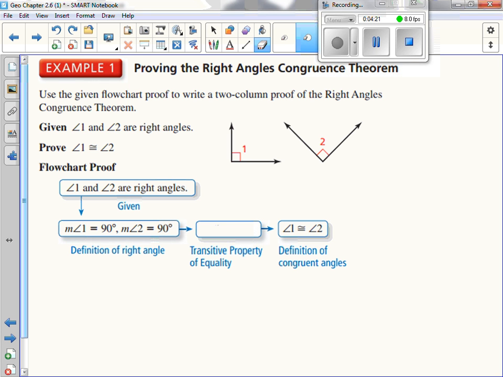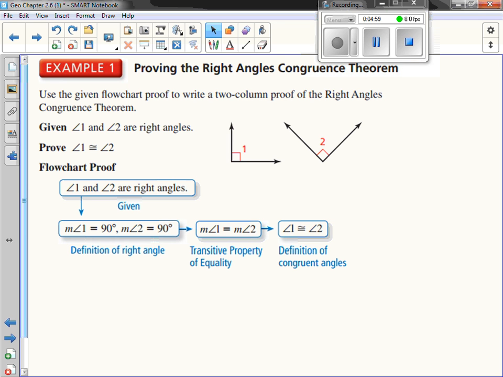Well, since they're both equal to 90, what can we say about them? That they are equal to each other, because of the transitive property of equality. Since 1 is equal to 90 and 2 is equal to 90, it means 1 is equal to 2. And since they're equal, it means that they are congruent, because if two angles are congruent, it means that they are equal. They have the same value. And we're done. That's all we have to do for this here.